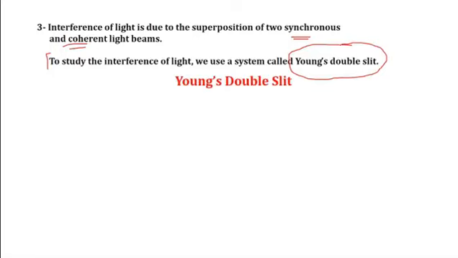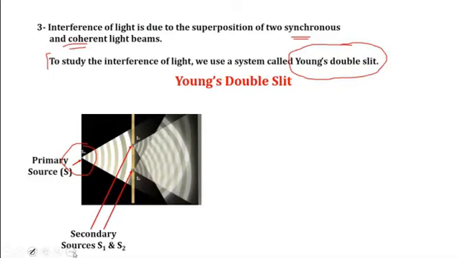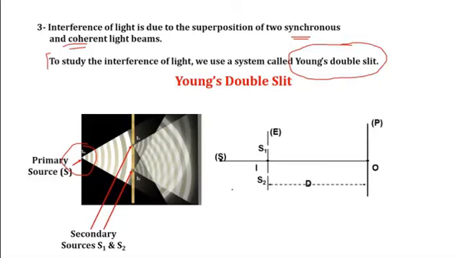What is the system? This system consists of a source S called the primary that illuminates a screen pierced by two holes, S1 and S2. When the light reaches S1 and S2, it spreads. So in this case, S1 and S2 act as secondary sources. We say that these sources S1, S2 are synchronous and coherent. To the right here, a simplified diagram of Young's double slit: source S, S1, S2, as we saw previously, and a screen E.